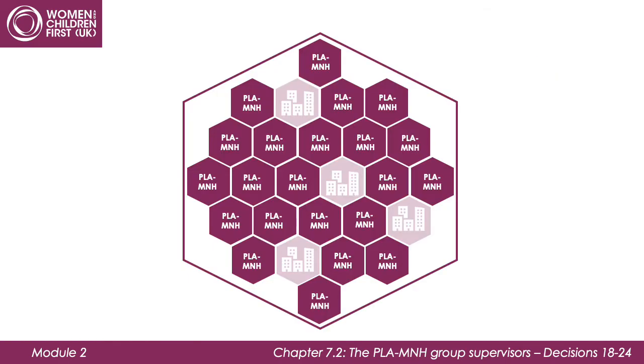So how can we decide how many PLA-MNH group facilitators each supervisor should support? Well, let's return to the diagram from Chapter 4. Imagine this is a district and has been defined as the PLA-MNH group program area. Imagine the divisions in the district are health facility catchment areas. Some have been excluded because they are predominantly urban and meet few of the criteria for inclusion in the program.